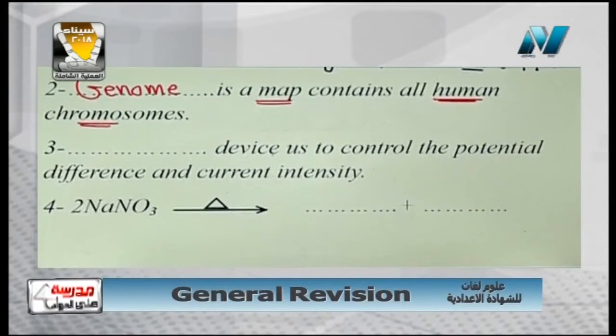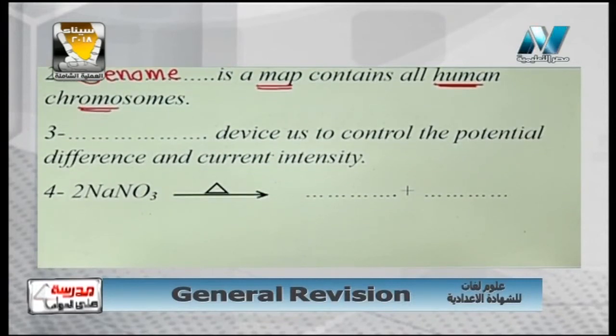Next one, number three: a device used to control the potential difference and the current intensity. Control what? V, the potential difference, and the current intensity I. And we know V over I equals R. And this device is called what? Yes, it's called rheostat. We know the rheostat is used to control the potential difference and the current intensity by changing the length of the wire.